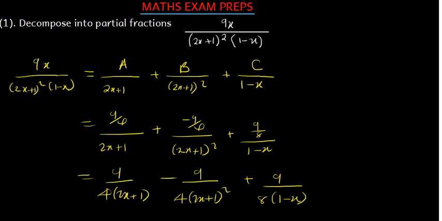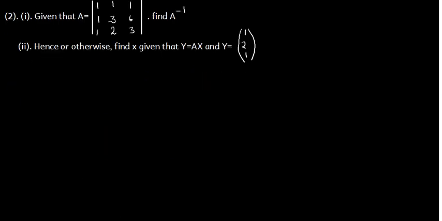Then let's consider this one. Given that A is that matrix, we want to find the inverse of that matrix. Well, when we want to find the inverse, the first thing that we want to find is the determinant. So the determinant of this matrix A, let's call it det A, is equal to, we get the first number here, that is 1.